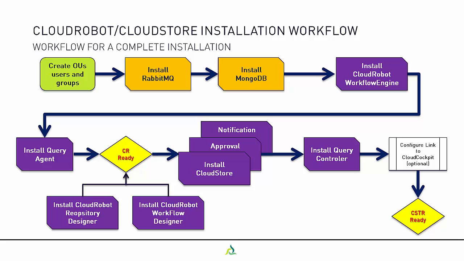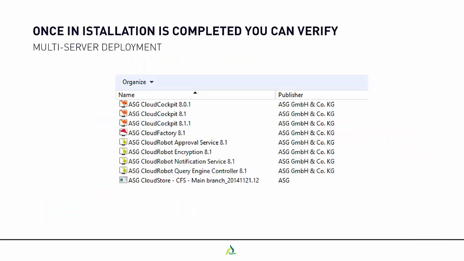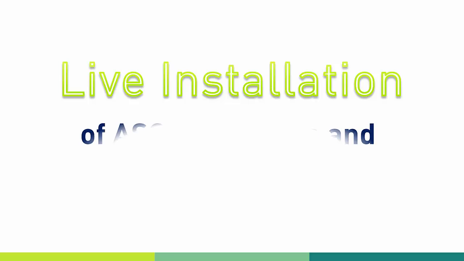For you to verify before we start, these are the services that you might see installed on the particular server. Here at the bottom, we'll see the CloudStore, the query engine controller, notification, and the approval services. Encryption in this case is also going to be installed automatically. With that being said, it is time to do the live installation.